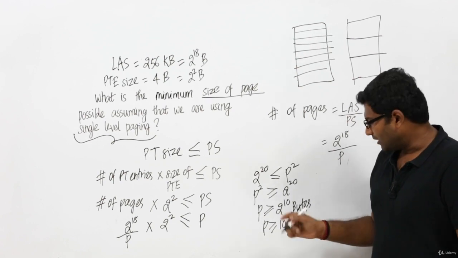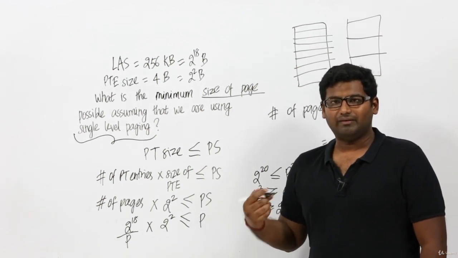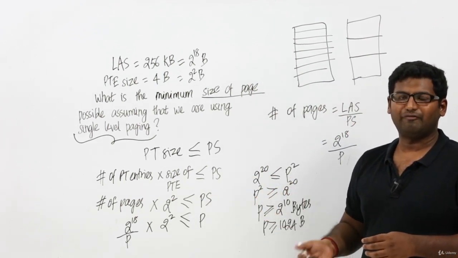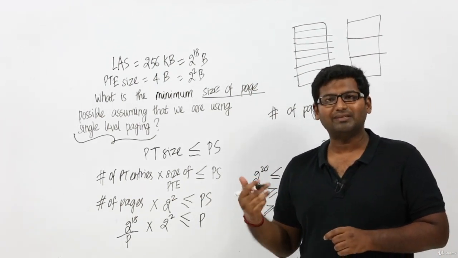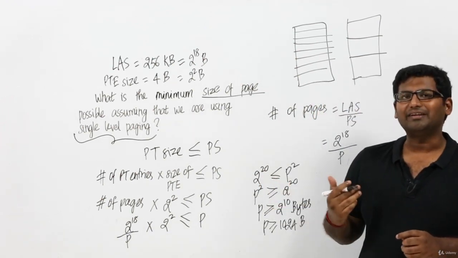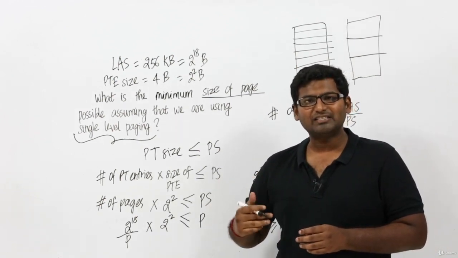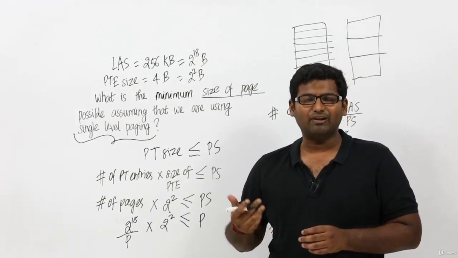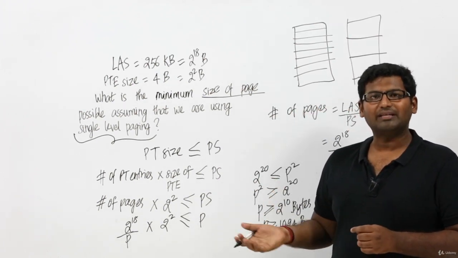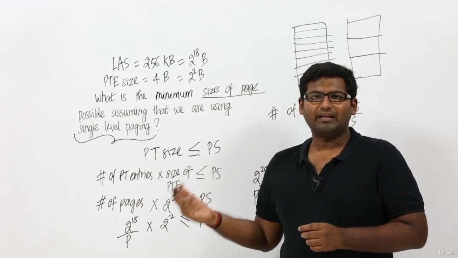But it should be greater than or equal to 1024 bytes. Now in case I reduce the page size to be less than 1024 bytes, then the number of pages will increase. If the number of pages increases, the number of page table entries will also increase. Now if the number of page table entries increases, then the page table size will increase. In case the page table size increases, I will not be able to place the page table within a single frame. Now in case I am not able to do that, then I should definitely go for multi-level paging.